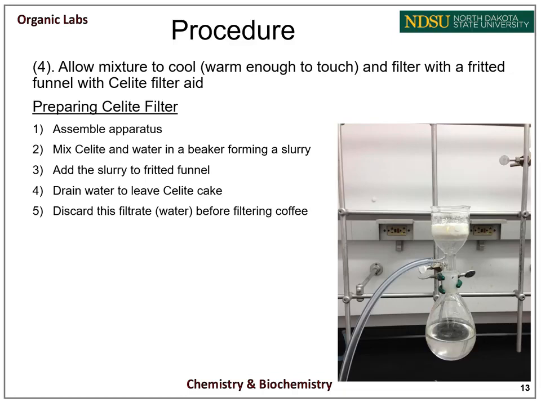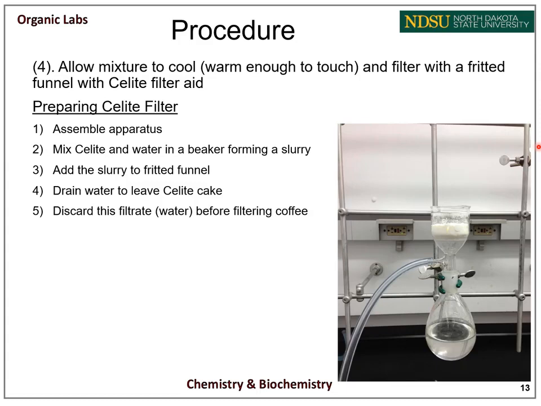Then filter with a fritted funnel with a Celite filter aid. To prepare the Celite filter, you need to assemble this apparatus, which consists of a fritted glass funnel, which is shown up top here, a flask that connects to the fritted glass funnel, as well as a hose that connects to the vacuum line in your fume hood.